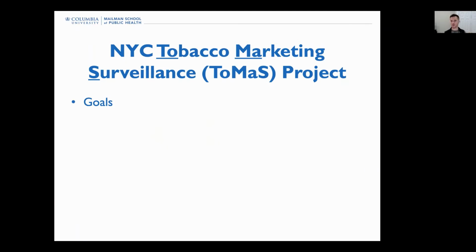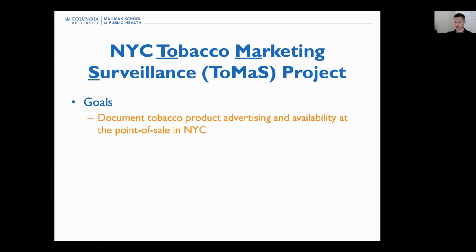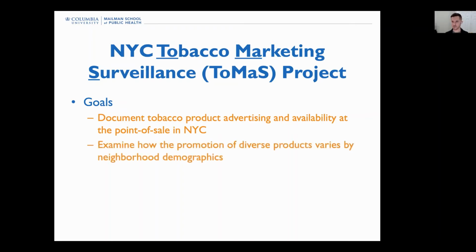But when we think about tobacco marketing at the point of sale and the research literature that exists around that, most of what we know is related to cigarettes. The way that non-cigarette tobacco products are marketed in communities at the point of sale is much less studied. So back in 2018, I launched the New York City Tobacco Marketing Surveillance Project, or Project ToMaS. And the goals of this project were to look at the ways that these non-cigarette products are marketed across New York City neighborhoods, and to examine how this promotion and this availability varies by neighborhood demographics.